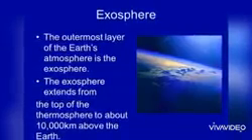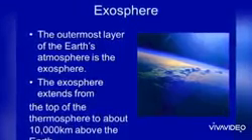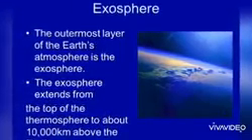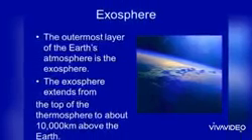Last layer or the outermost layer is exosphere. It extends from 690 km to the outer space. It protects the earth from meteors and asteroids.